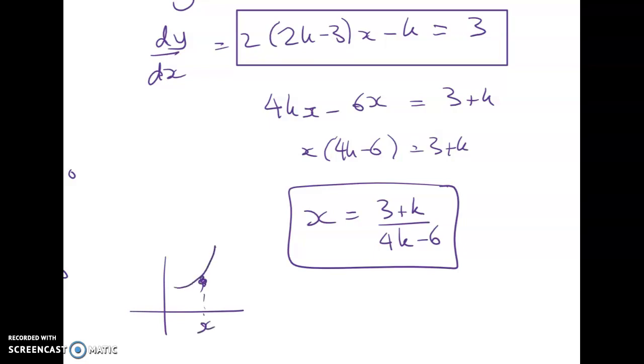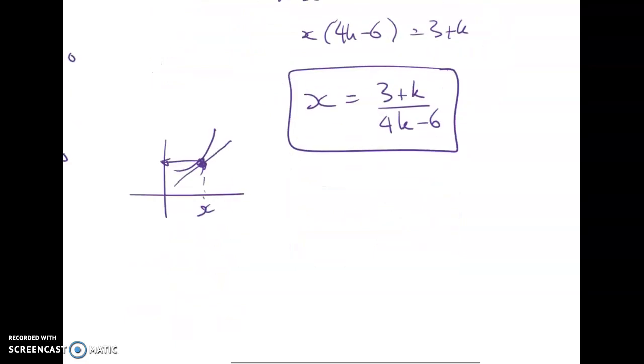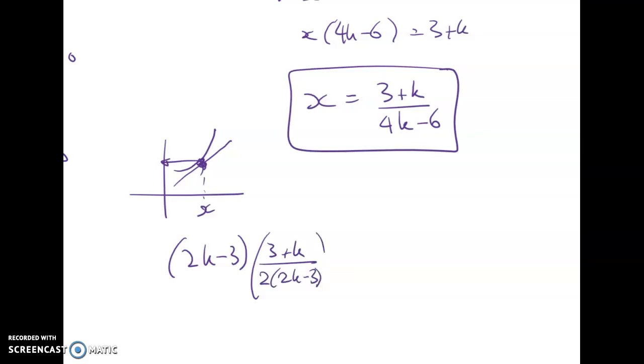So we've got a parabola like this, and we've got a line like this. So now we're going to try and solve for the value of k by saying we also know that the y value is the same at that point and that point only. So what I have to do now is this. I've got 2k minus 3, and I know my x value. It's this awful thing, which is (3 plus k) over 2 into (2k minus 3). I'm going to square that, minus k times (3 plus k) over 2 times (2k minus 3).